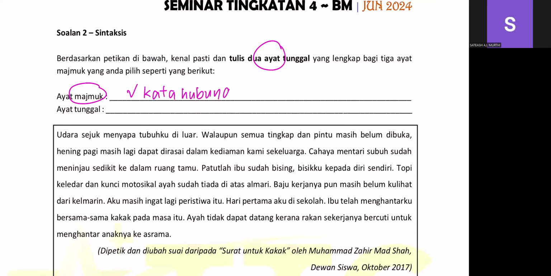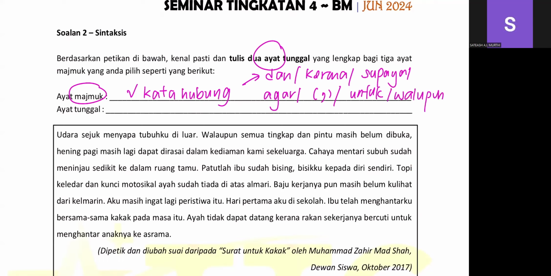Kata hubung is to connect the sentence. For example, dan, kerana, supaya, agar, and then a comma, untuk, and more kata hubung. Okay, so now you want to split the ayat majmuk into ayat tunggal, you need to find the keyword which is your kata hubung. Like walaupun is also your kata hubung.